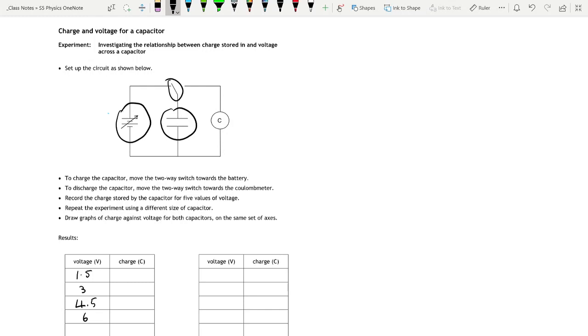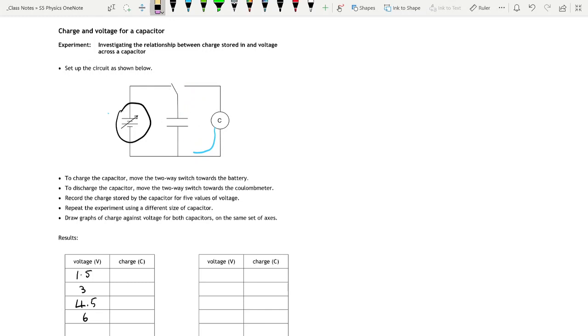So that switch can either be connected to the power supply like that, so that's charging the capacitor, or it could be connected to a coulomb meter, that's a C in the circle, which basically shows you how much charge has built up on that capacitor when it was charging up. And so what happens then when you move the switch to this side, the charge flows through the coulomb meter, and the coulomb meter tells you how much charge was in that capacitor, how much charge that capacitor could hold.